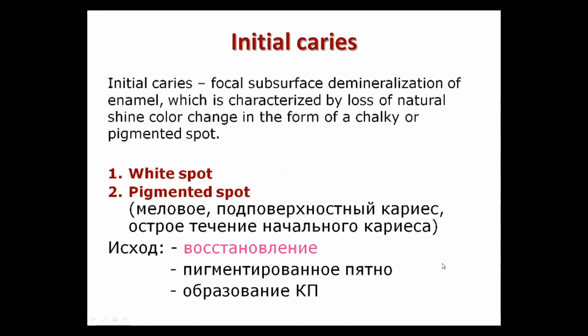Next part, caries of enamel or initial caries. First, initial caries. This is the first part of caries of enamel. Initial caries is focal subsurface demineralization of enamel, which is characterized by loss of natural shine and color change in the form of a chalky or pigmented spot. And there are two forms of initial caries. First one, white spot, and another one, pigmented spot.